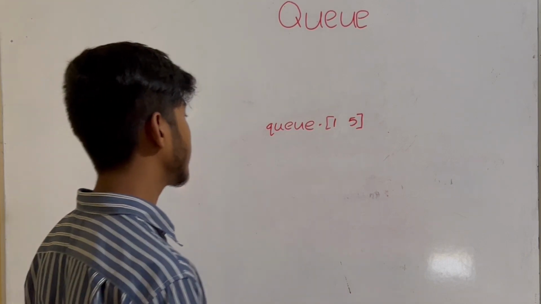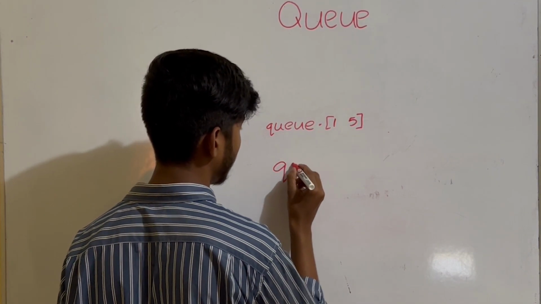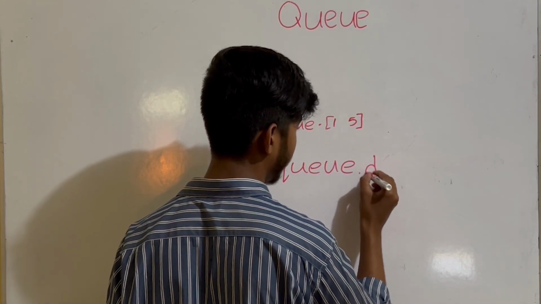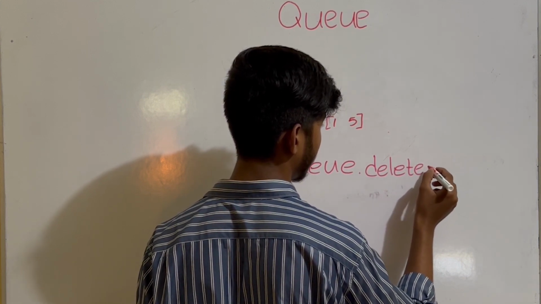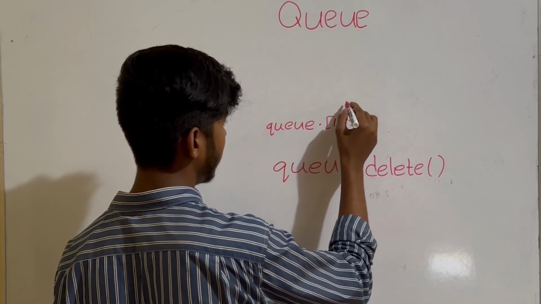The last operation is delete queue. Queue dot delete. In this operation, we delete the queue.